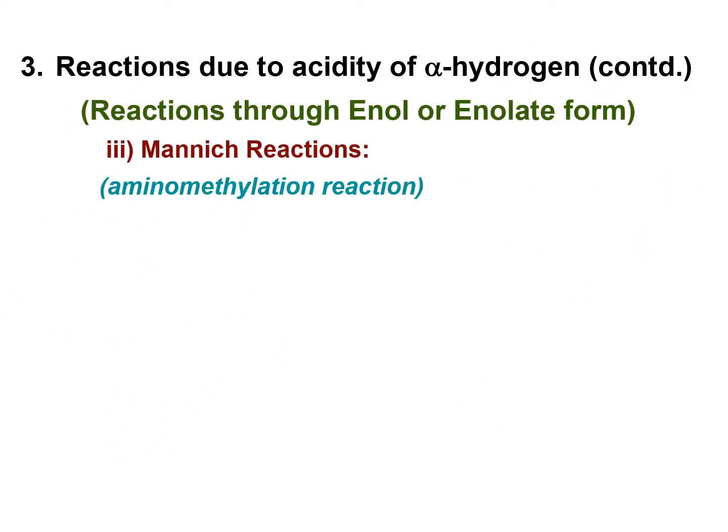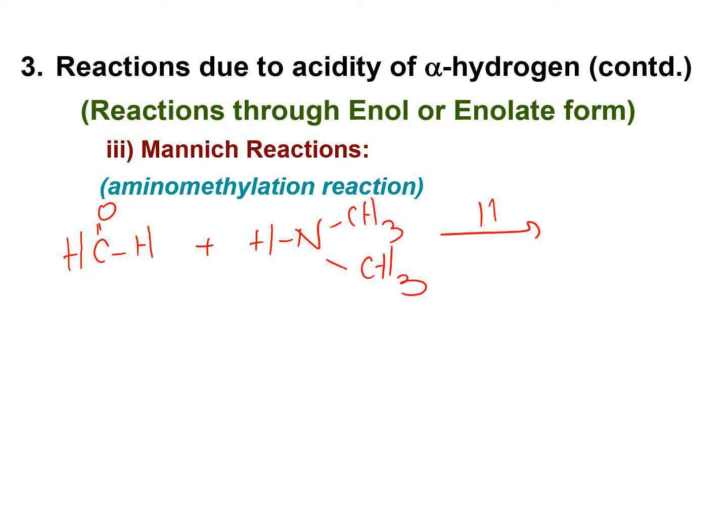Finally, the third type of reactions that involves the alpha acidic hydrogen is the Mannich reaction. What is the Mannich reaction? In this reaction, you react formaldehyde with a secondary amine in presence of an inorganic acid, and then you add a compound that has an alpha acidic hydrogen.